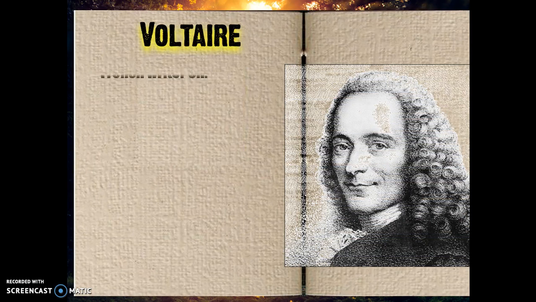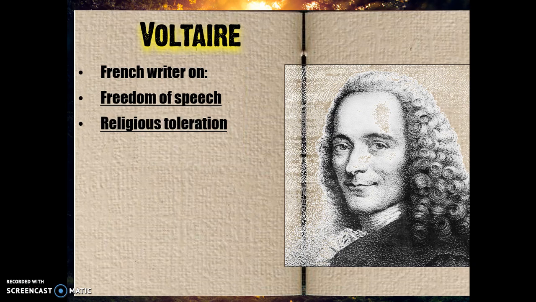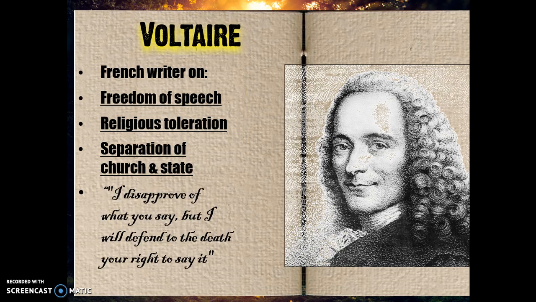Voltaire was an Enlightenment thinker from France, and he wrote about freedom of speech, religious tolerance, and the separation of church and state, meaning that laws should not dictate what religion the people should practice, and they should not influence their beliefs. He said, "I disapprove of what you say, but I will defend to the death your right to say it." So even though he disagreed with some opinions, he still respected people's freedom of speech.